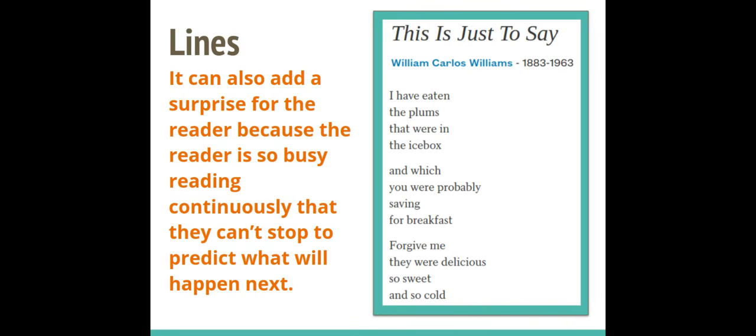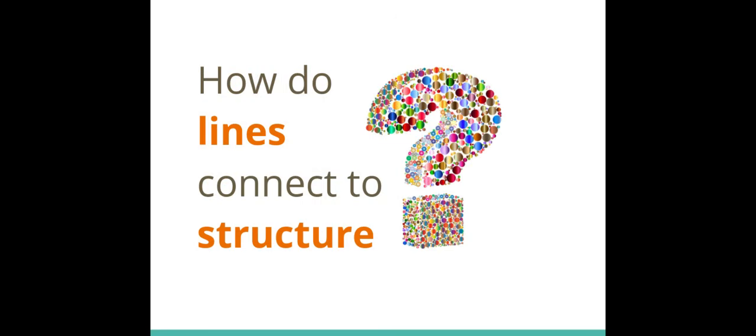So again, this idea of enjambment, where the idea continues from one line to the next, is to really create this idea of flow. The speaker's not really thinking about what they're saying, they're just saying it, and you're having to read it quickly, and you're not able to really think about what's coming next or predict what's coming next. So how do lines connect to structure?